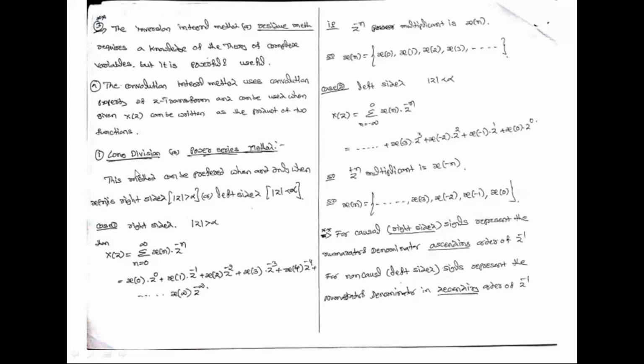So these are the four methods we use to find the inverse Z transformation for the given X of z equation. The first method you can take is the long division or power series method. This method can be preferred when and only when x of n is right-sided or left-sided. |z| greater than is right-sided, |z| less than is left-sided. Case 1: if I am taking the right-sided, |z| greater than the infinite.